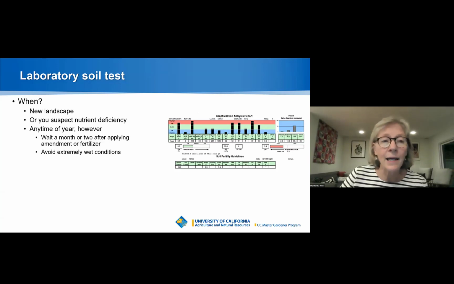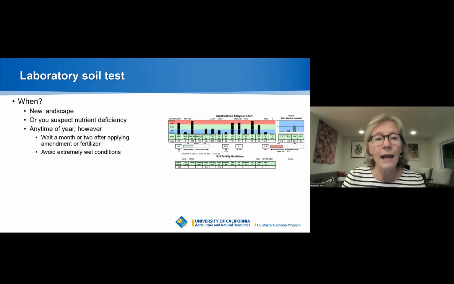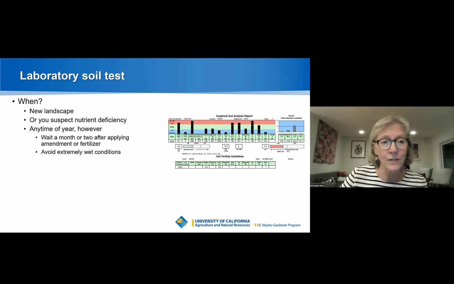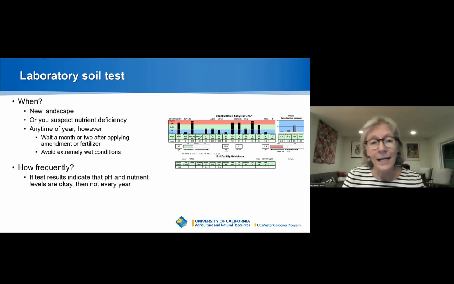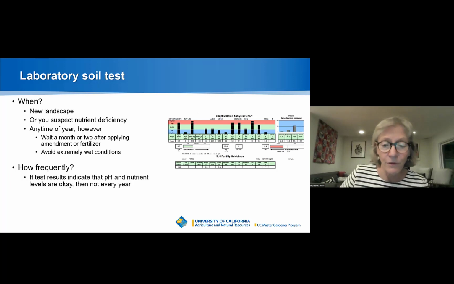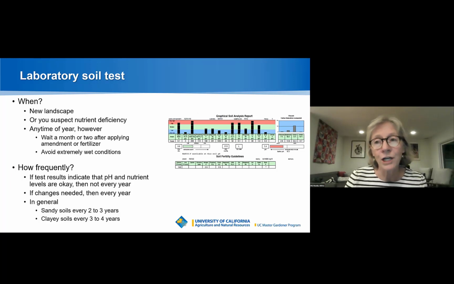When would you do this? Any time of year. However, wait a month or two after applying amendment or fertilizer and avoid extremely wet conditions. You don't want to be digging in the soil when it's very wet. That's damaging to the soil structure in any case. And how frequently would you get a soil test? Well, if the results from a previous test indicate that your pH and nutrient levels are fine, then you don't need to do this every year. However, if changes are needed and recommended, then you're going to want to do it every year until you're satisfied with the status of your soil.